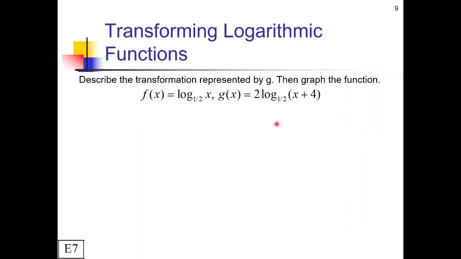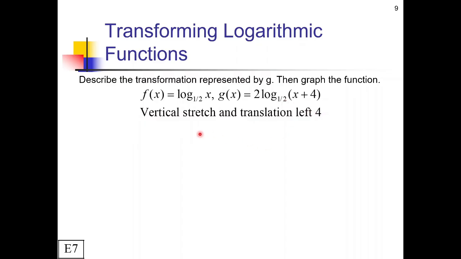Let's do one more logarithmic transformation graph just to make sure we've got the idea here. Pause the video and give this one a shot. So in terms of transformations, the +4 inside means we're translating left 4, and the 2 outside the log function means this is a vertical stretch. So vertical stretch, left 4.